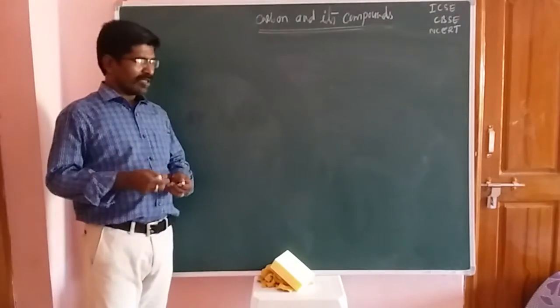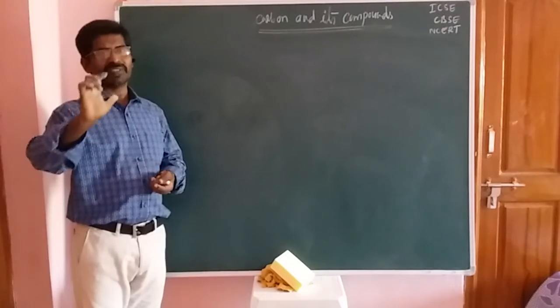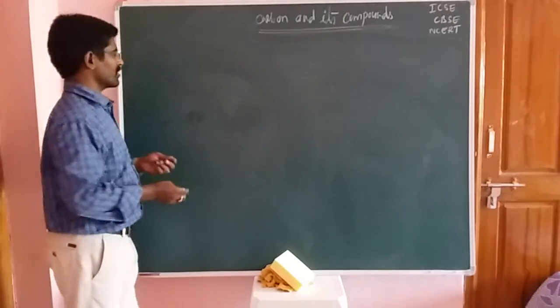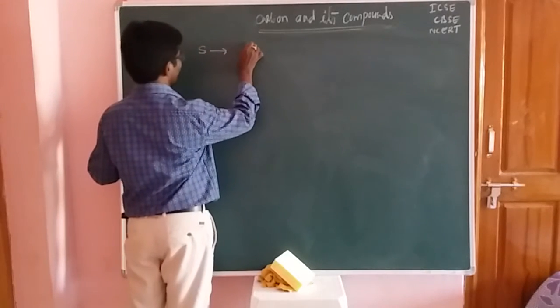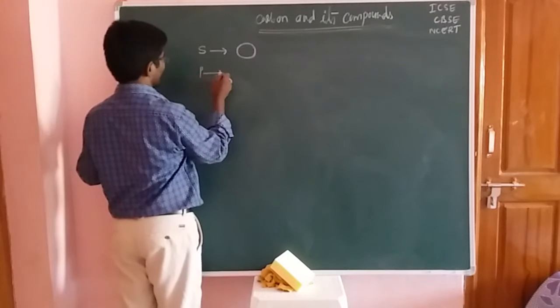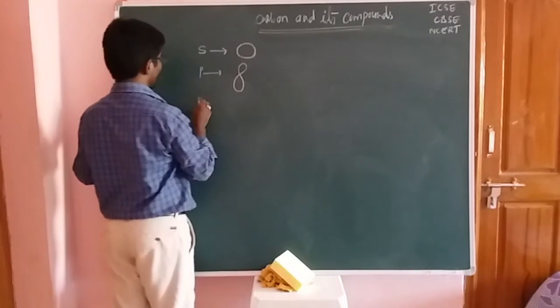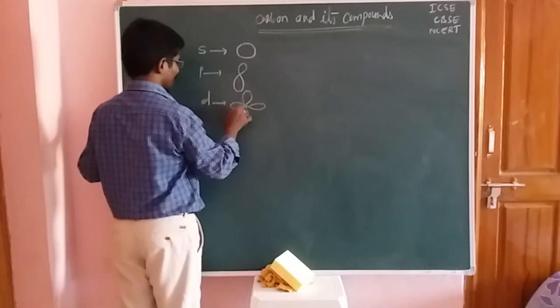So first, before going to the hybridization phenomenon, I will give the shape structures for the orbitals. First of all, the s orbital. The shape of the s orbital is spherical. Okay, students. Now the p orbital. The shape of the p orbital is dumbbell shape. The d orbital. The shape of the d orbital is double dumbbell shape.